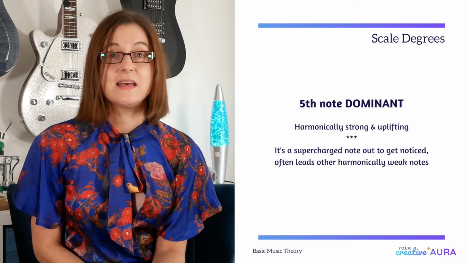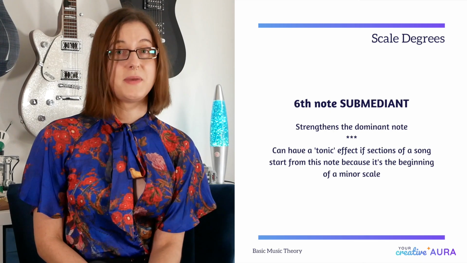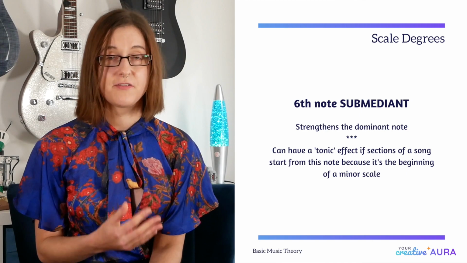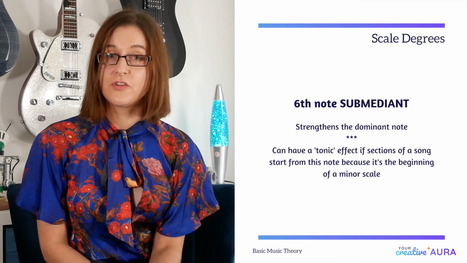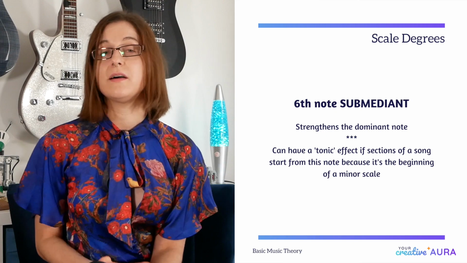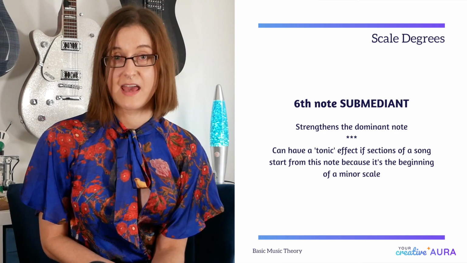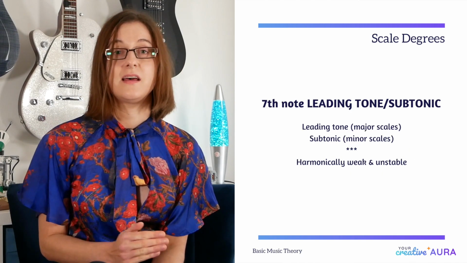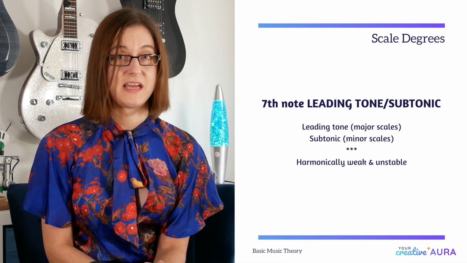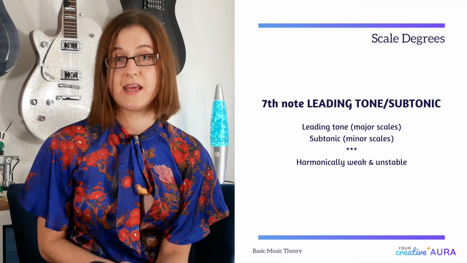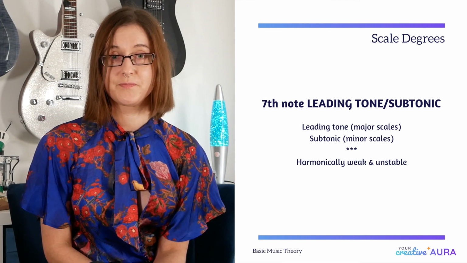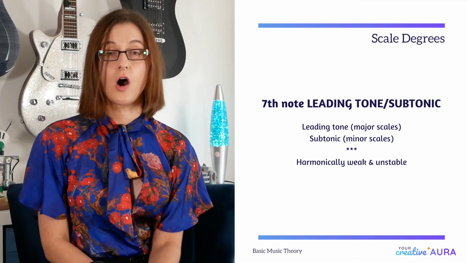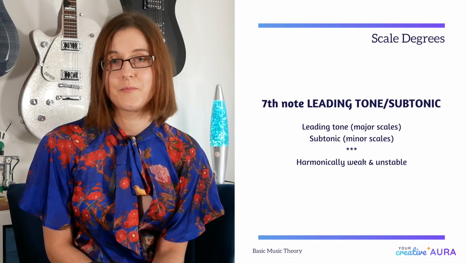Our sixth note is submediant. The submediant strengthens the dominant note and can have a tonic effect if prominently used in certain sections of a song because it is the start of the minor scale. And lastly, our seventh note is a leading tone if it's a major scale and our subtonic if it's a minor scale. So these two notes create tension and are often harmonically weak and unstable.